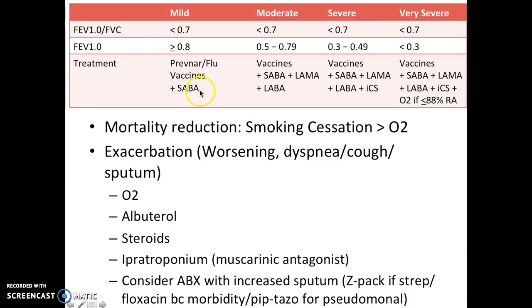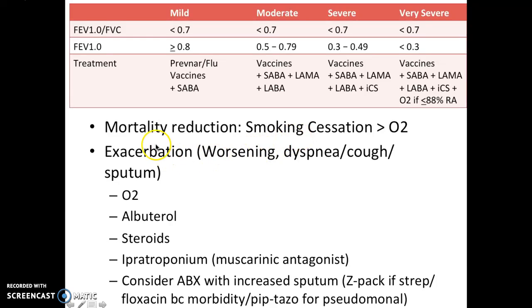Start them off on albuterol. Then we might want to add an antimuscarinic, so ipratropium, long-acting beta agonist, so salmeterol. And then as they get more severe, that's when we add the ICS, inhaled corticosteroids. And if these patients get really bad, so they're breathing less than 88% oxygen at room air, give them oxygen. And the mortality reduction in these individuals is based on giving oxygen or smoking cessation. But if you have to choose between the two of them, smoking cessation is the most important.